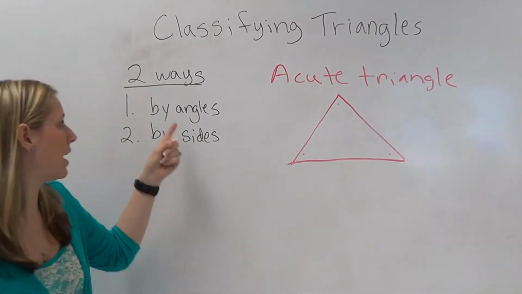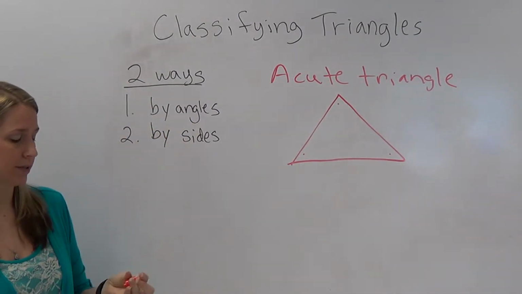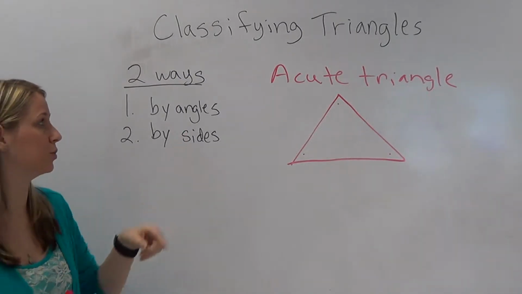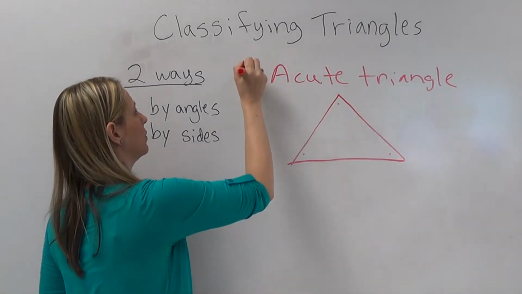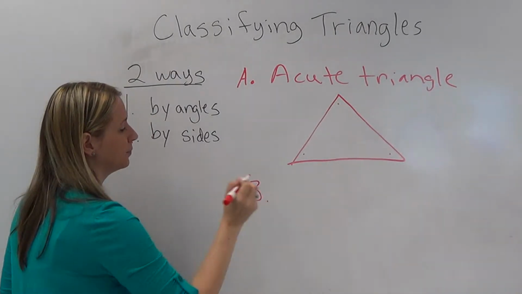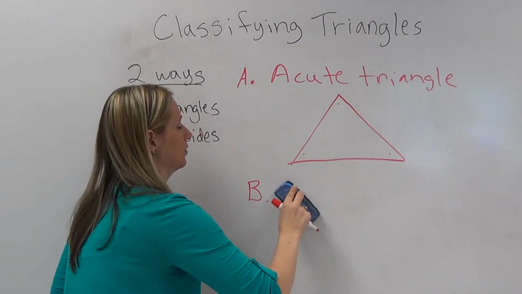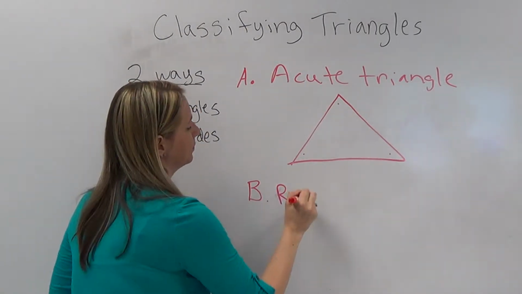Okay? We're doing it by angles right now because we classify triangles two ways, by the angles and by the sides. So first we're doing the angles, and that's the first one. Let's do A. The second one is B, and let's do right triangle second. A right triangle.